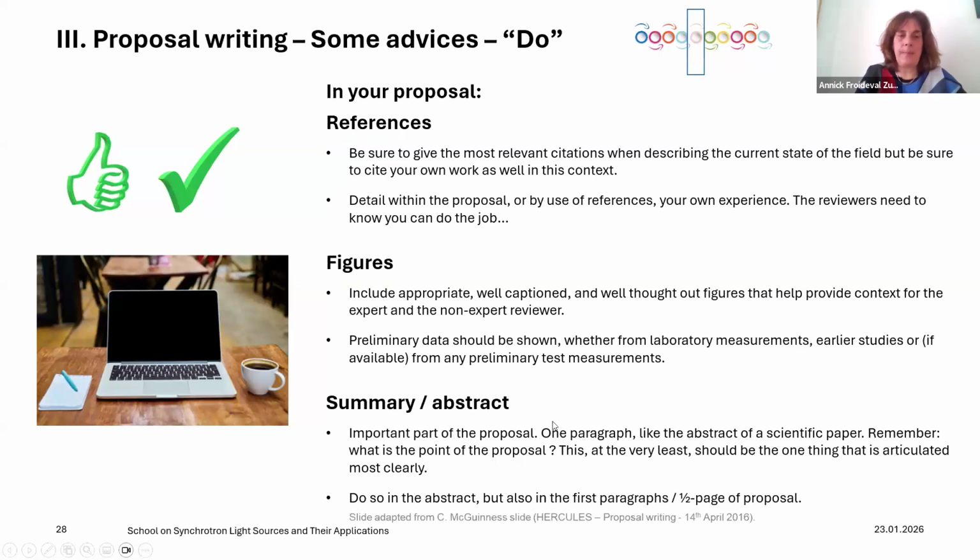And also the abstract. This is the summary that most of the time comes under the title. It's a very, very important part of your proposal. One paragraph, like the abstract of a scientific paper. This is your aim, to write this type of abstract. And remember, what is the point of the proposal? This, at the very least, should be the one thing that is articulated most clearly. To do so, you can write your abstract and insert it in the first paragraph, half page of your proposal.